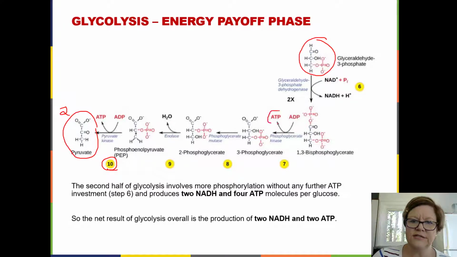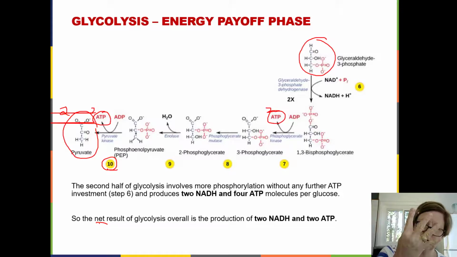And what you see here is that you get some ATP production, and you would multiply each of these by 2. So your net means when you subtract your investment. Your investment is 2 ATP. Your gross yield of ATP is 4. But when you subtract your investment, your net yield is 2. So net means after you subtract your investment.